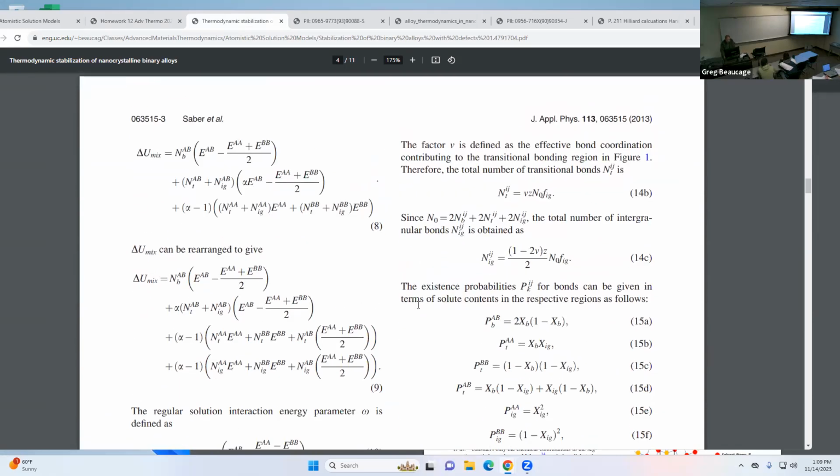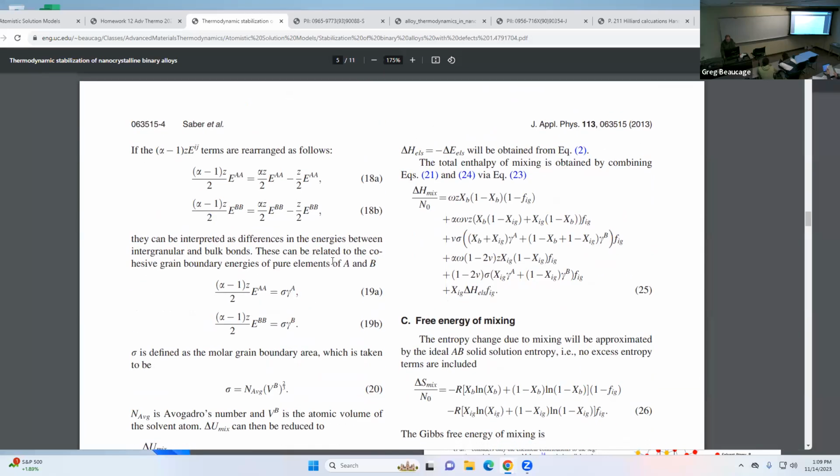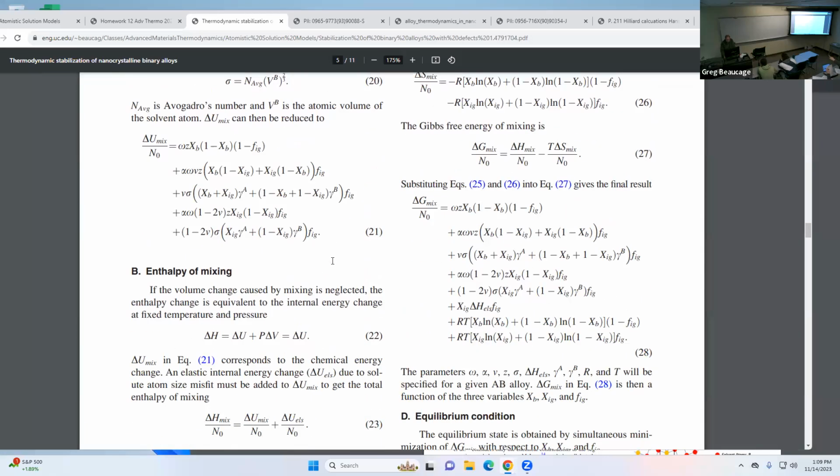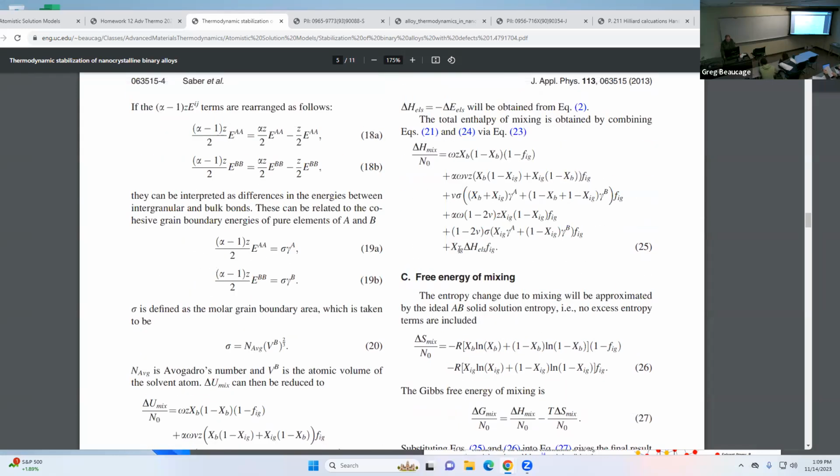When he finally gets to the equation, he's got the elastic, and all this business of EAA, EBB is the chemical energy of the thing. You mentioned at section B, oh yeah, the elastic is here, mixing and then elastic. Right, good, thanks.